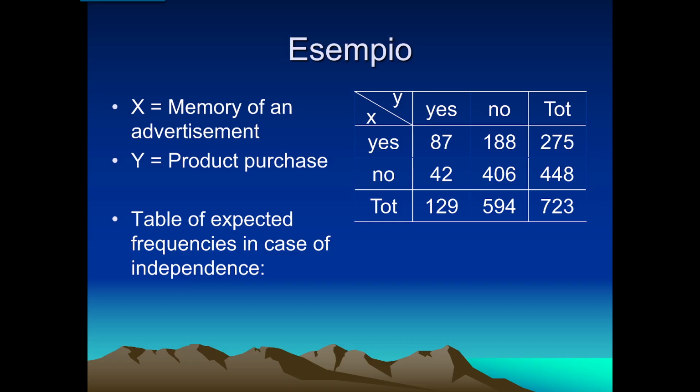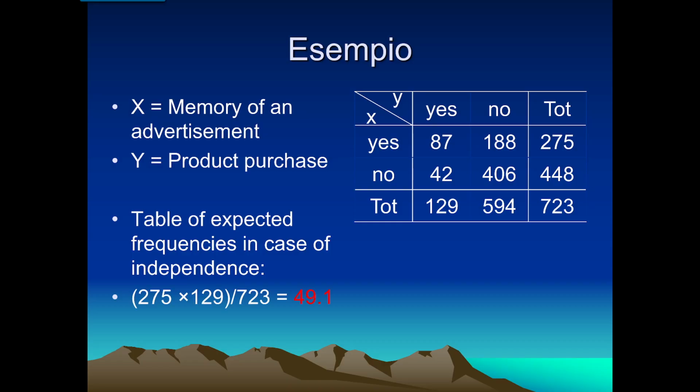Now we have to create the table of expected frequencies in case of independence. What do we expect? So the idea is, let us compare these numbers with the numbers that you will get if the two variables had been independent, because this is a sample, and it's clear that sample values differ from population values. This goes without saying.